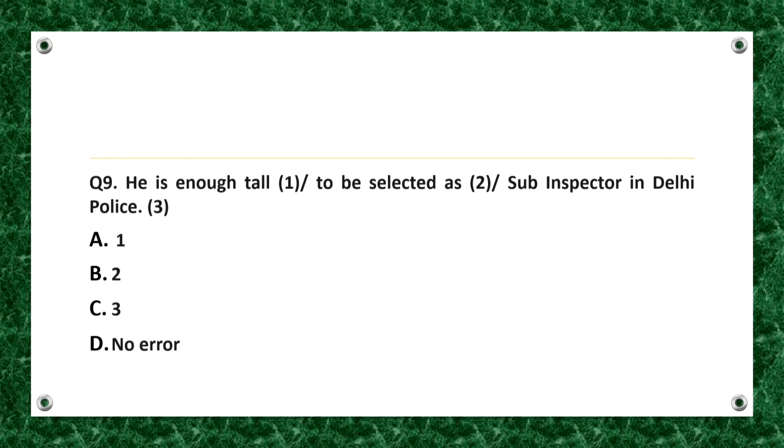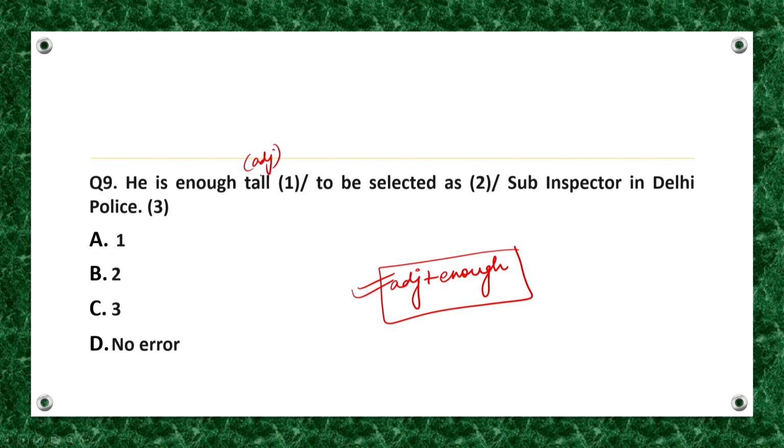Enough is always used after the adjective, that is, adjective plus enough. That's the correct format, but in the given sentence, as you can see, enough is placed before the adjective tall, which is wrong. Hence, clearly option A is our answer. So, the correct sentence should be, he is tall enough to be selected as sub-inspector in Delhi Police.